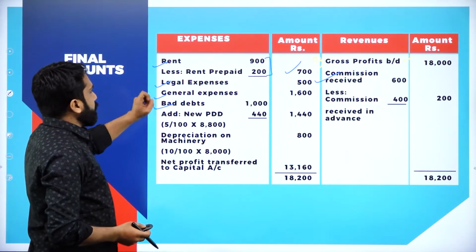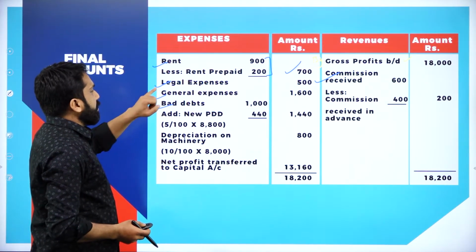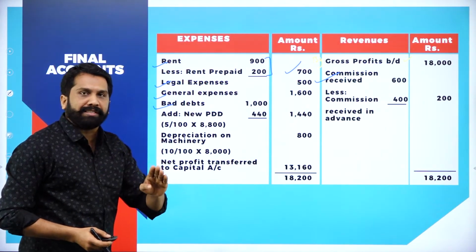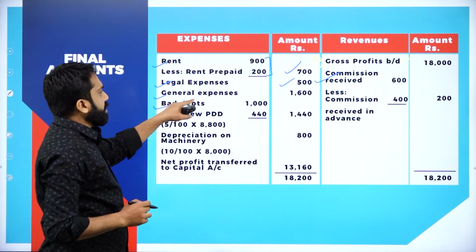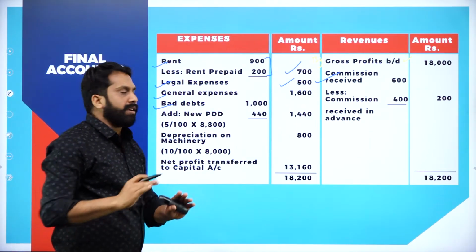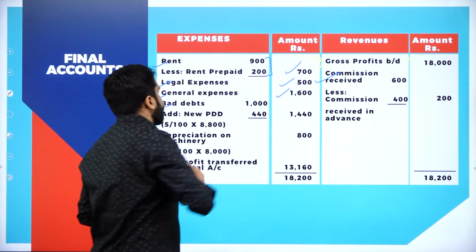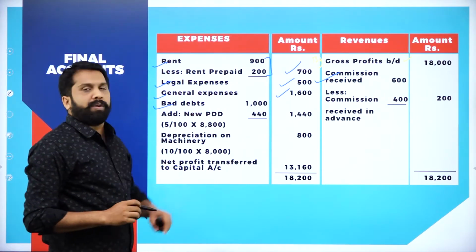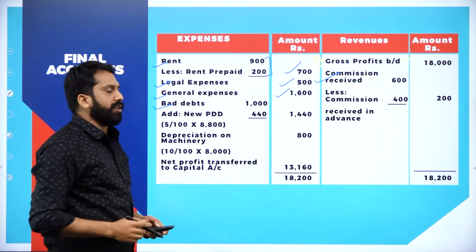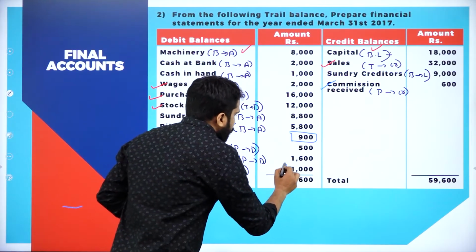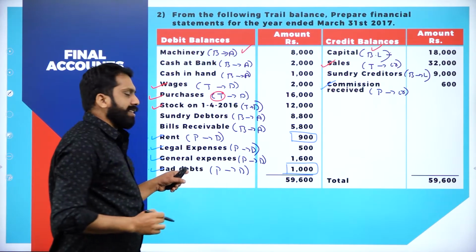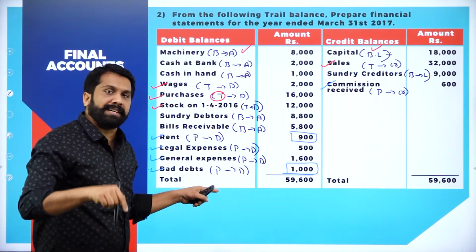Now, rent is over. Legal expenses, no adjustments. Write directly. General expenses, no adjustment. Write directly. Bad debts, you have 1000. I'll go back to your question. Bad debts is 1000. Is there any adjustment for bad debts? Yes, we'll see.